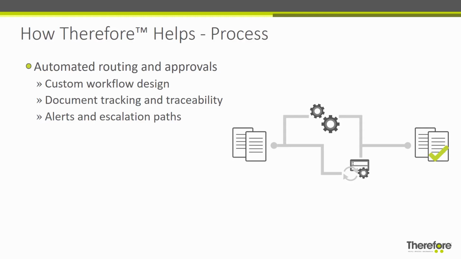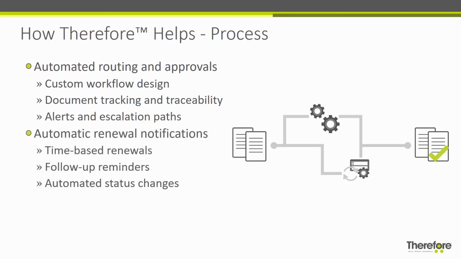As documents move through the workflow, the system keeps track of every action performed, and the workflow history is recorded for complete traceability. Of course, you can set alerts, reminders, escalation paths, and the like to make sure everything is progressing smoothly, or the right people are being informed in case something is out of place.